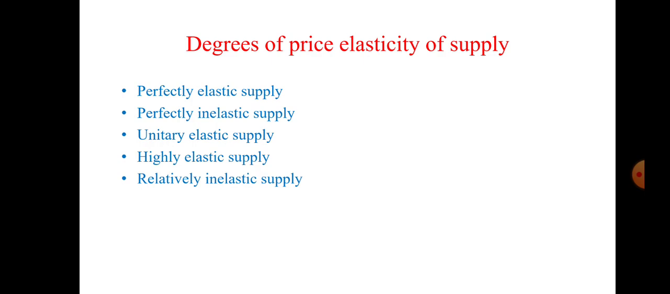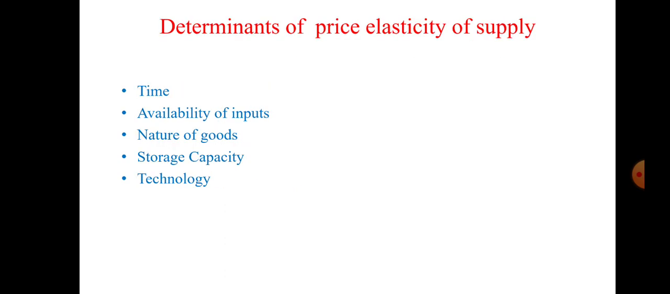Now let us understand the degrees of price elasticity of supply. Like price elasticity of demand, here also we have 5 different categories of elasticity of supply: perfectly elastic supply, perfectly inelastic supply, unitary elastic supply, highly elastic supply, and relatively inelastic supply. And the determinants of that are time, availability of inputs, nature of goods, storage capacity, and technology.